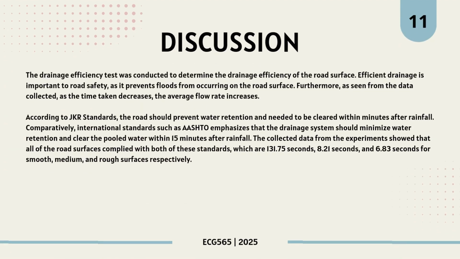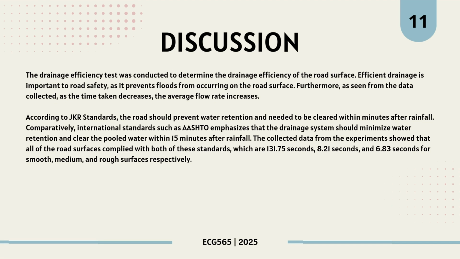The drainage efficiency test checked how well road surfaces drain water. Efficient drainage prevents flooding and improves safety. The test showed faster drainage on rougher surfaces, with times of 131.75 seconds for smooth, 8.21 seconds for medium, and 6.83 seconds for rough. All surfaces met JKR and AASHTO standards, which require water to drain within minutes or 15 minutes, ensuring safe and effective drainage.